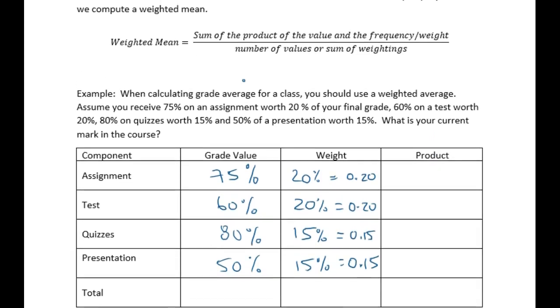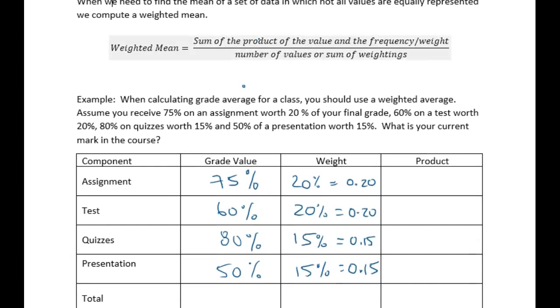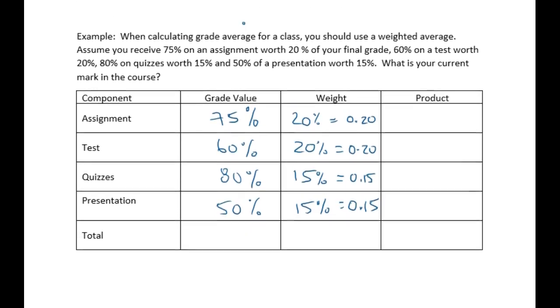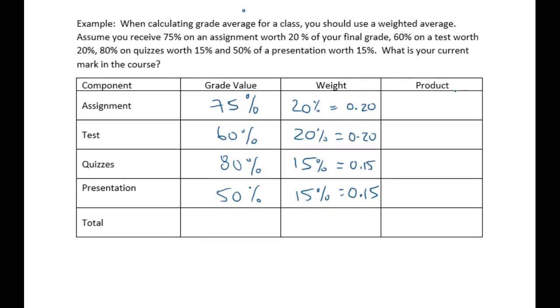So now we actually want to look at the product. Remember, if we look at our formula, it's the sum of the product of the value and the frequency, or weight. Product means multiply, so it's always going to be multiplication that we're dealing with. So 75 times 0.20 is going to give me a weighted component of 15. What that really means is that I got 75%, the whole thing was worth 20, so I got about 15 out of that 20 towards my grade.